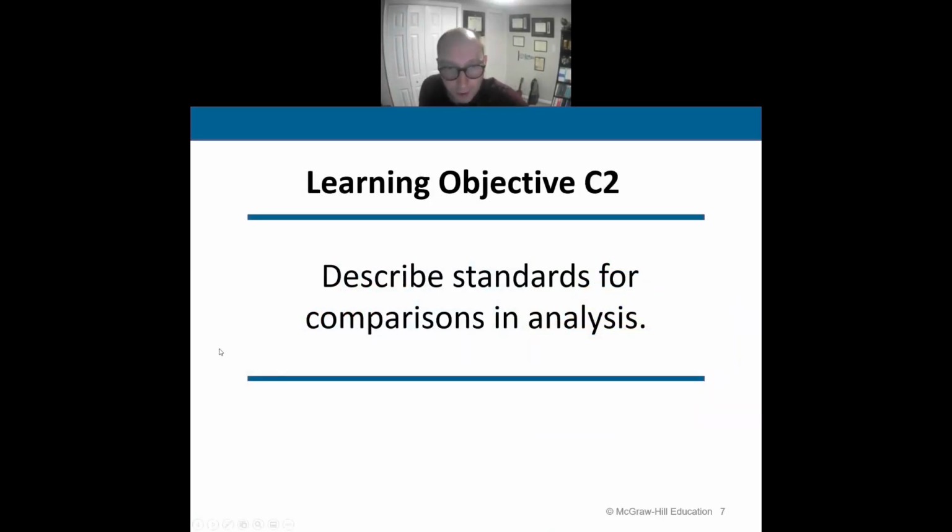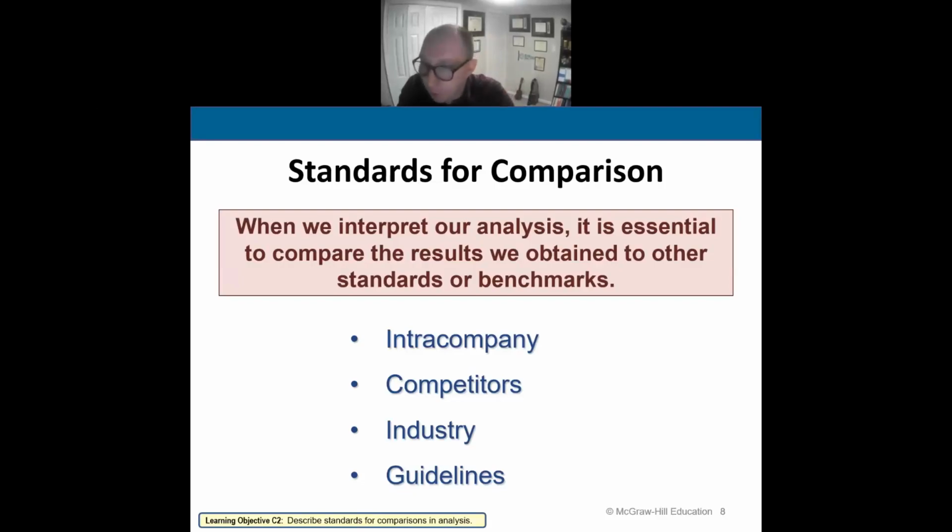Okay, in business, it's important to know where you stand among your competitors. It's important to know where you stand within your industry. We know where we stand in our industry and among our competitors because of the standards for comparison. I can compare my company's performance to any other company in my industry. How do I do that?